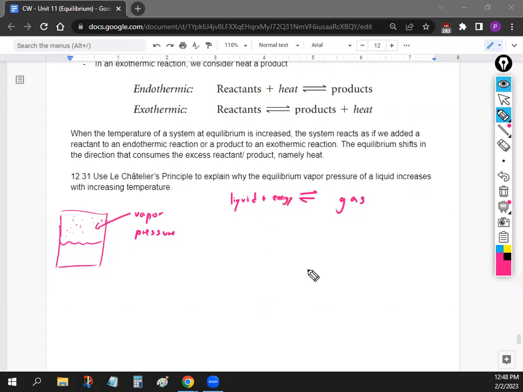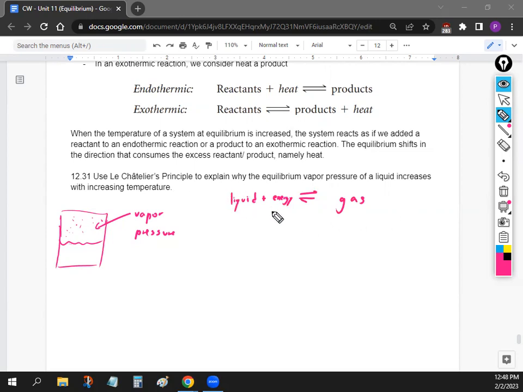So if we represent this with a chemical equation, we can basically say liquid molecules gain energy and become gas molecules, and then gas molecules lose energy and become liquid molecules, releasing energy into the system. Okay, make sense? Again, you don't need to explain it exactly like this as long as it has the same logical flow.